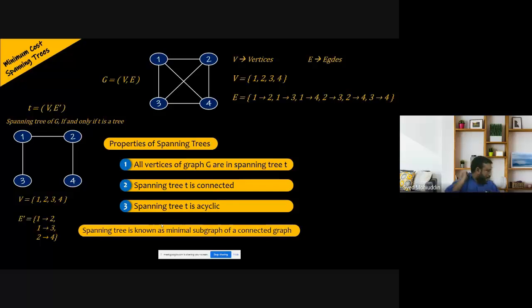Now, a spanning tree is sometimes also known as a minimal subgraph. Actually, a spanning tree is nothing but a subgraph of a graph G. Now, why do we say minimal subgraph? Because we use the minimum number of edges to create a spanning tree of a graph G.